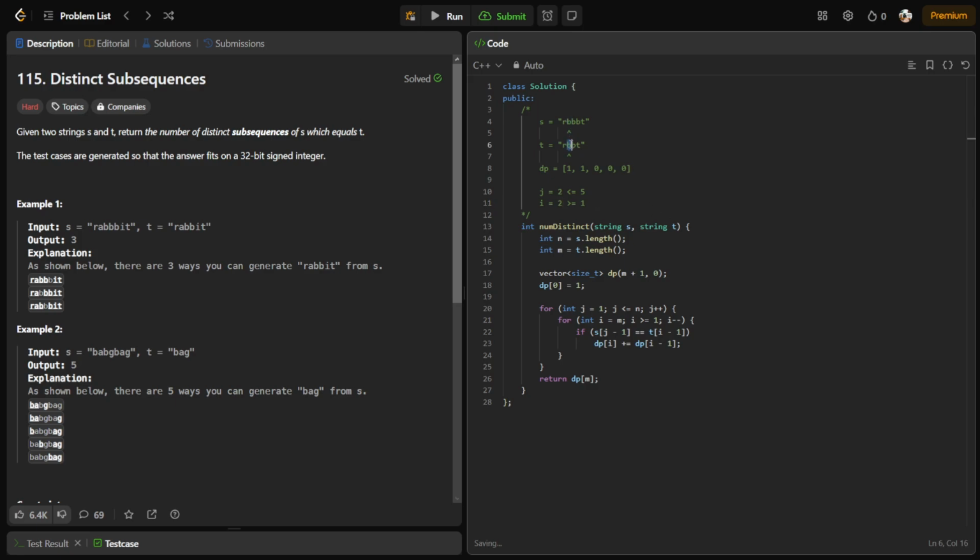Now since they are the same, we check again. dp[i] plus 1, right, from the previous calculated one. This will give us 1. Okay, next, i will decrement once more. But since now we are targeting R, which is not the same as B, we're going to skip it. J will increment to 3. I will reset to 4. Then we start from the back. Move on up, and we start again.